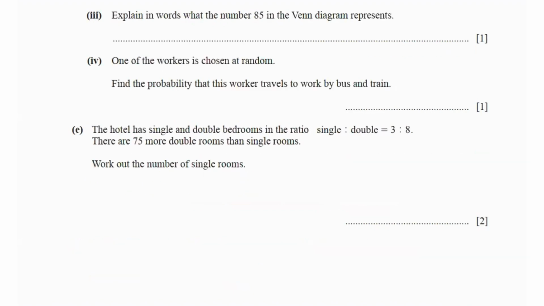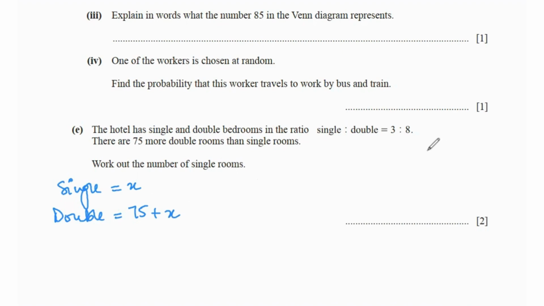Next part says that the hotel has single and double bedrooms in the ratio single to double of 3 to 8. There are 75 more double rooms than single rooms. So if single is X, double is 75 plus X. We have to work out the number of single rooms.